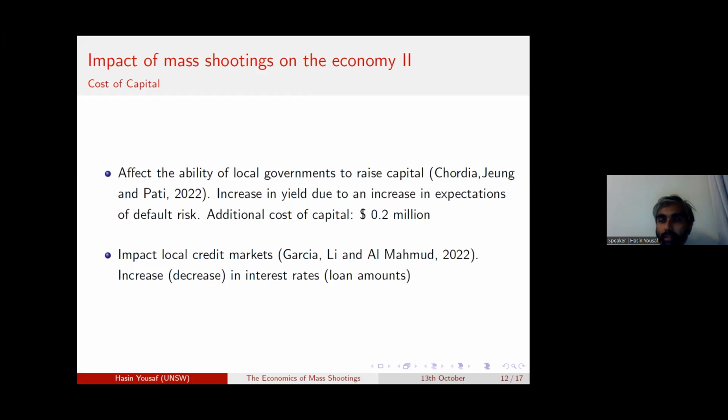They look at peer-to-peer lending in counties where mass shootings occur compared to the others. What they find is that there is an increase in interest rate. People charge a higher interest rate in counties where mass shootings occur. There also is a decrease in loan amount. People are willing to loan a smaller amount of money compared to counties where mass shootings don't occur. So this is another piece of evidence showing that credit markets are potentially impacted by mass shootings.